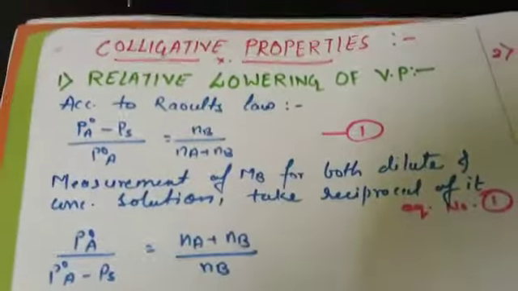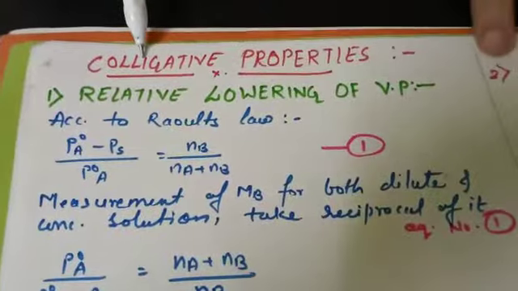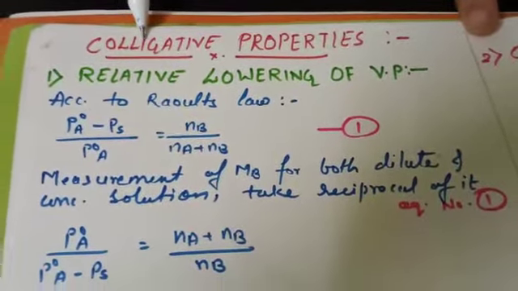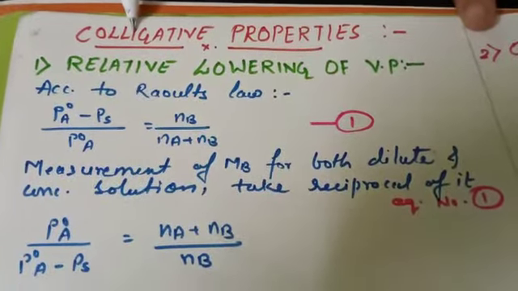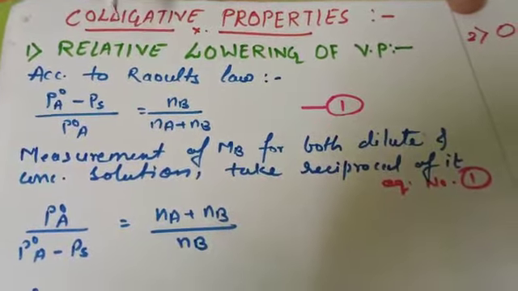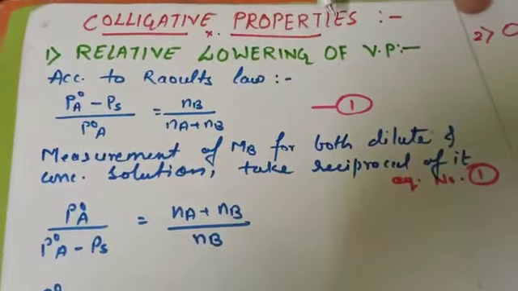This topic I have already told you in my last video: why the vapor pressure of a solution is less than that of the solvent. So coming to the topic, that is relative lowering of vapor pressure. Colligative properties are those properties which depend upon the number of solute particles irrespective of their nature. That means it does not depend whether the solute is polar or non-polar. Now the first topic is relative lowering of vapor pressure.